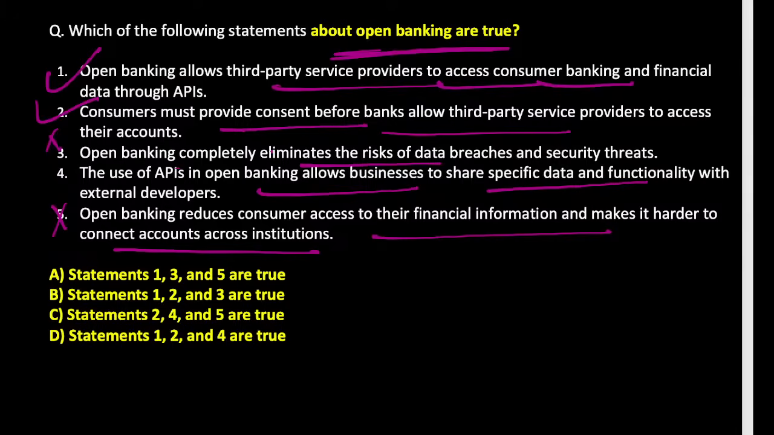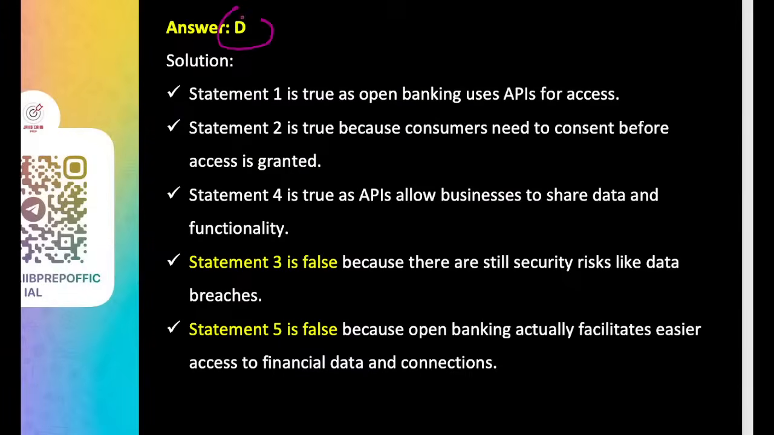Open banking completely eliminates the data breach risk? No. The data breach risk is high in case of open banking. Using APIs, open banking allows businesses to share specific data and functionality with external developers. Open banking reduces customer access? No, eventually we are increasing it with these kinds of tools. So this is wrong. 1, 2, 4 means option D will be the right answer for this particular question. So I guess Rani ma'am is done with this computers or technology part.